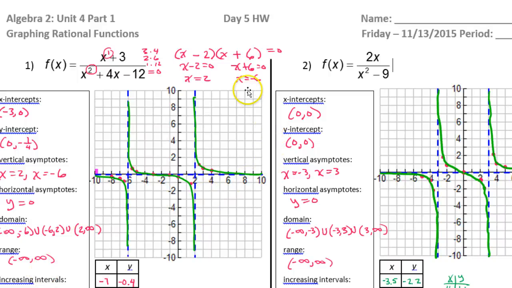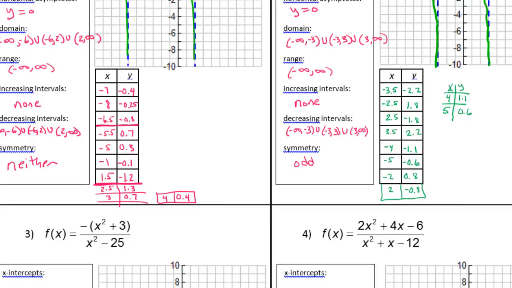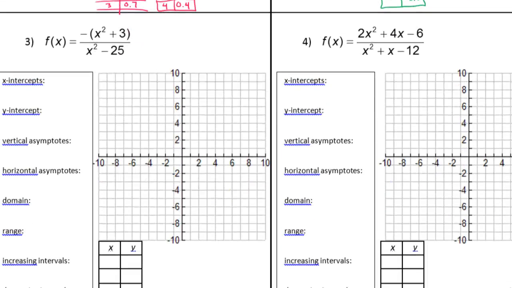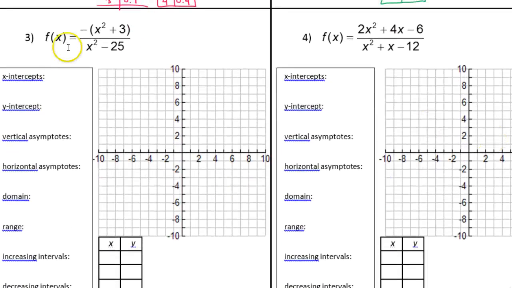In this video, we will be continuing to graph rational functions such as these. I am losing my voice, so bear with me. We've already done number 1 and 2 in previous videos, and in this video we're going to do number 3.